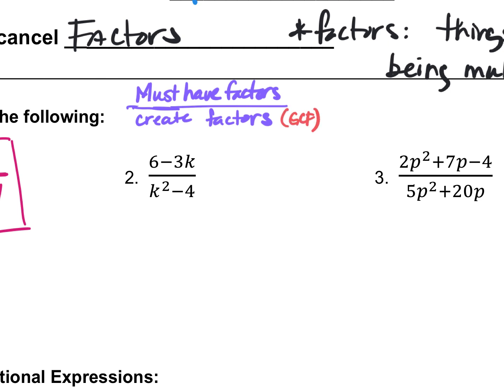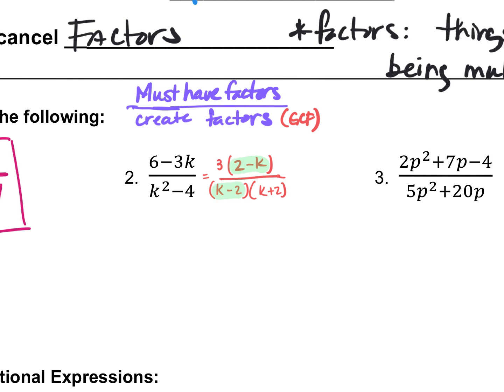So if I look at the numerator, the GCF that I have for these 2 terms here is 3. Factor out a 3, I wind up with a 2 minus k. Down at the bottom is a difference of squares, so I'm going to have a k minus 2 and a k plus 2. Now I can cancel if they're exactly the same. Now these are not exactly the same. This one looks a lot like this one, but it does not.